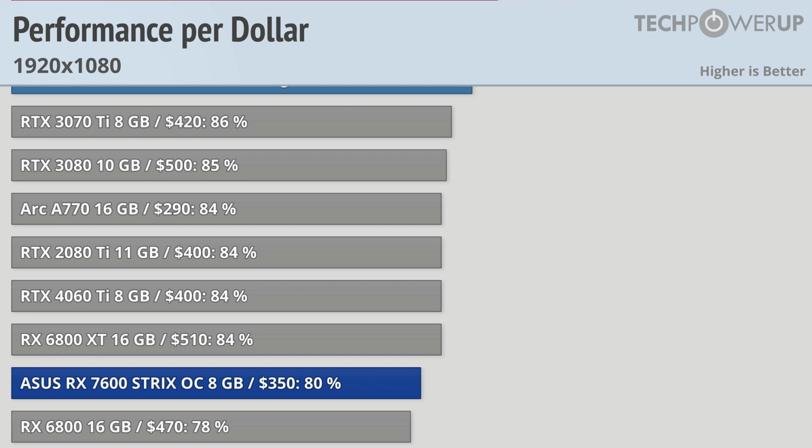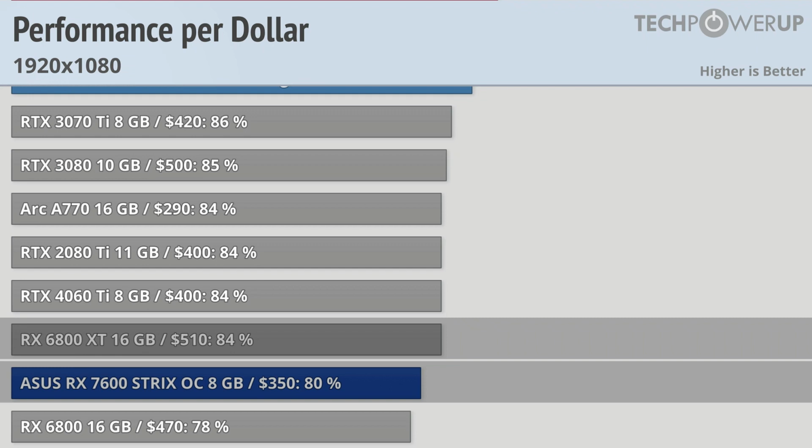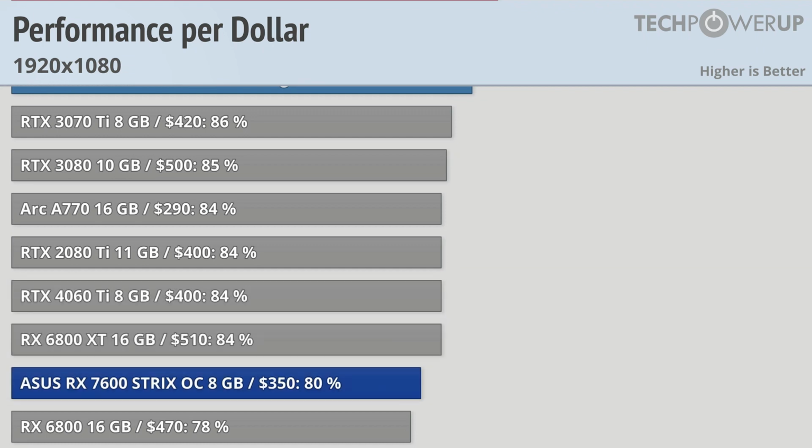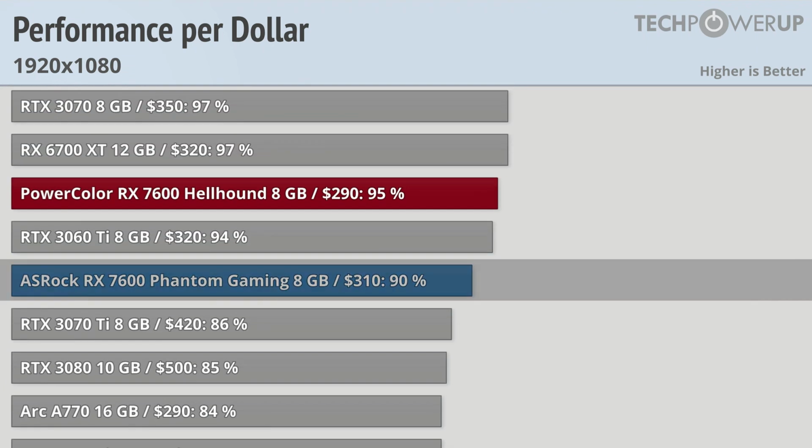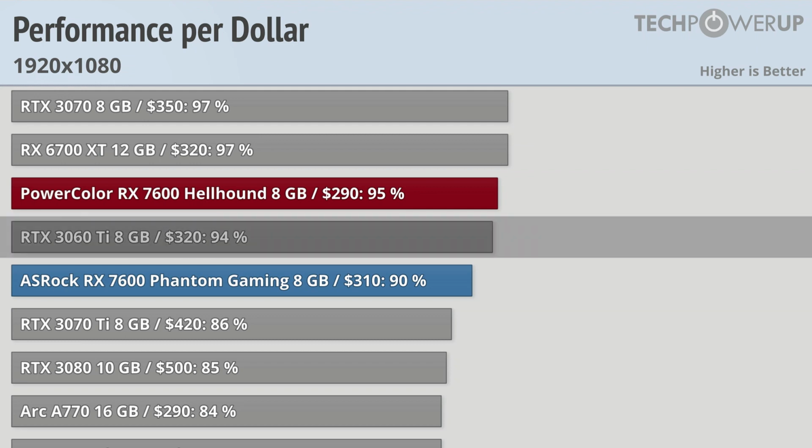That does mean, though, at $350, the Asus RX 7600 STRIX OC is at the bottom of the performance per dollar chart, being roughly in line with the RX 6800 XT as well as the RTX 4060 Ti, which is not too bad a spot to be in considering it does have the best cooler, but you will get more performance per your dollar on other cards. The ASRock RX 7600 Phantom Gaming and the PowerColor RX 7600 Hellhound are at $310 and $290 respectively, meaning that they come in at right around the same performance per dollar as the RTX 3060 Ti.